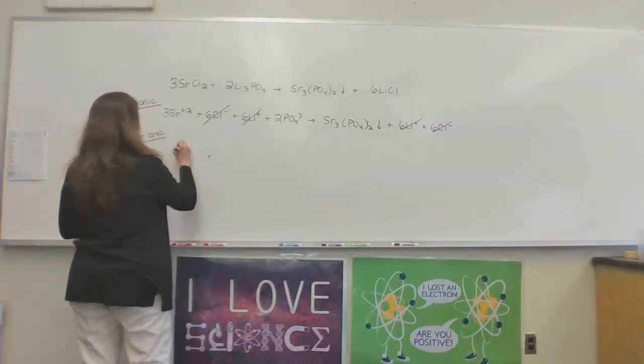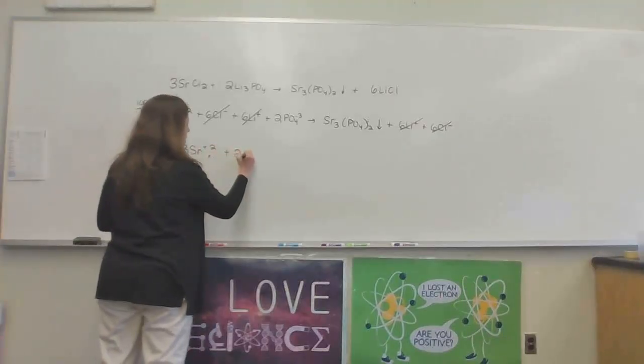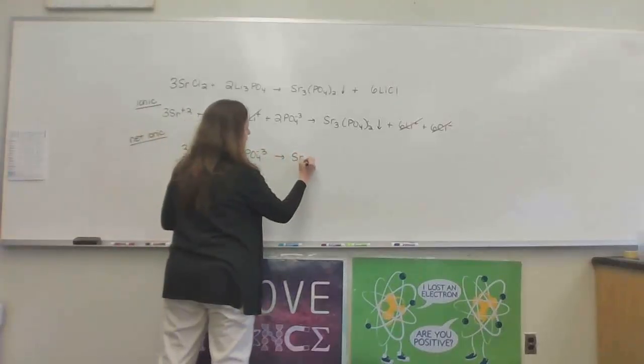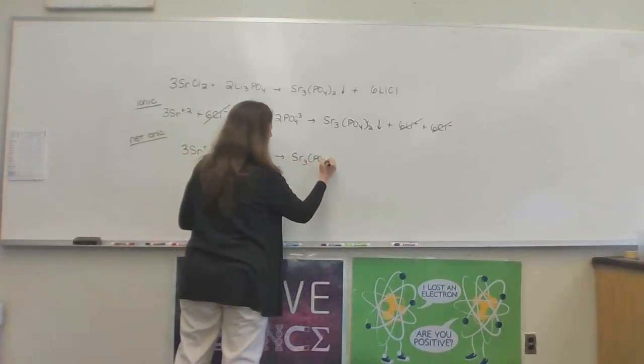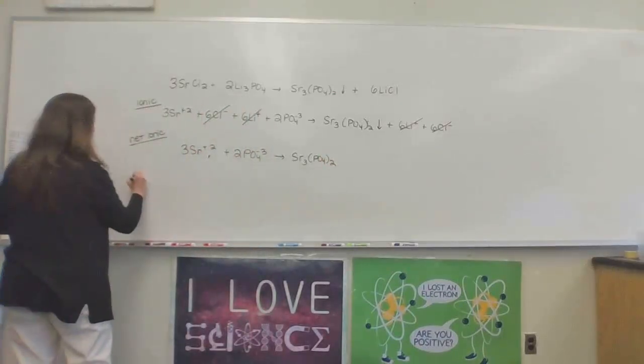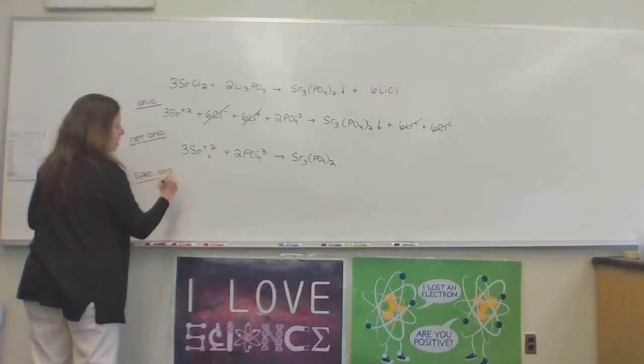Whatever is left gets written down here. And this is called the net ionic equation. Okay? Now there's one more thing I showed you in class, and those were spectator ions.